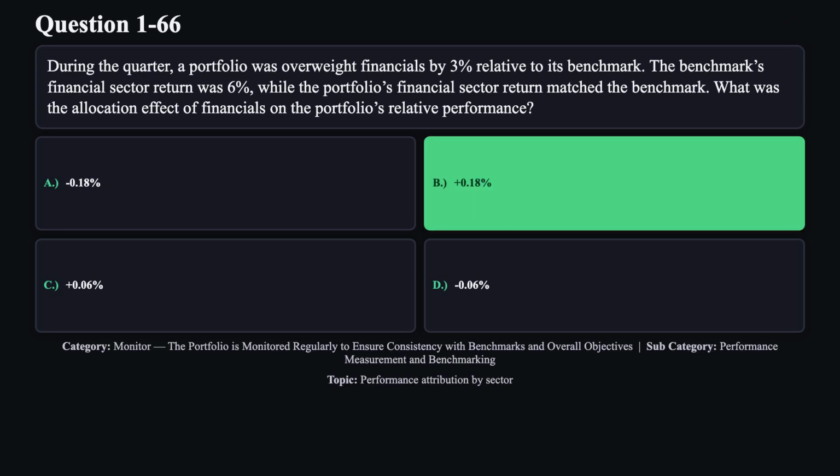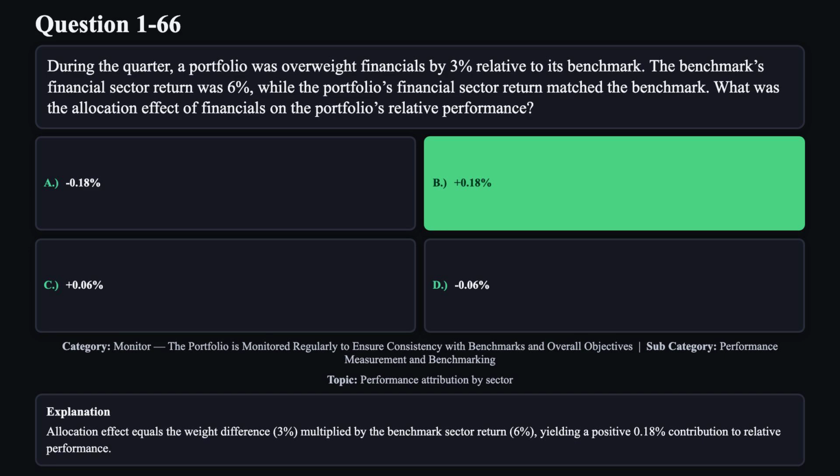The correct answer is B. Allocation effect equals the weight difference, 3% multiplied by the benchmark sector returns 6%, yielding a positive 0.18% contribution to relative performance.